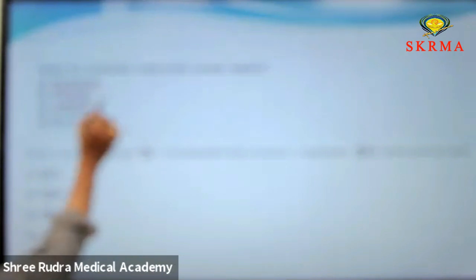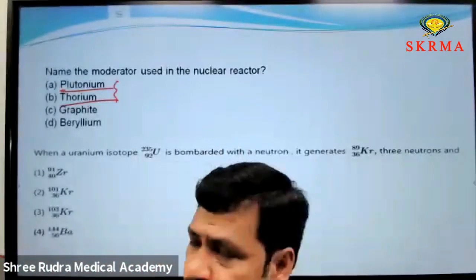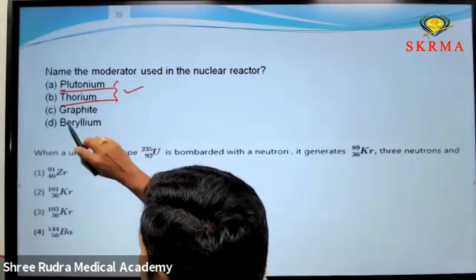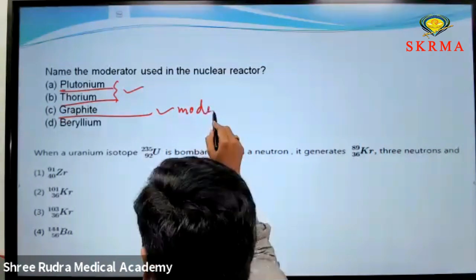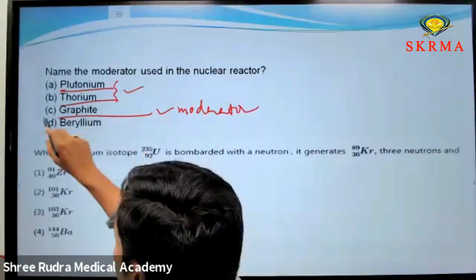The first one is: name the moderator used in the nuclear reactor. As we discussed, plutonium and thorium are used as fuel rods. Why? Because they are radioactive elements. Graphite is used as a moderator. That's why the correct option is C.